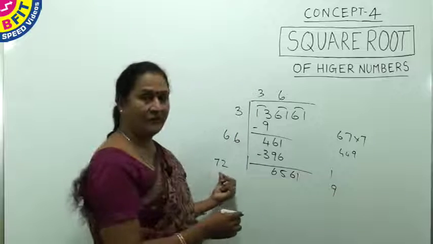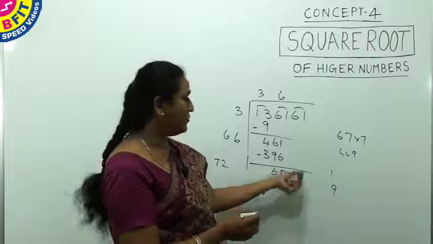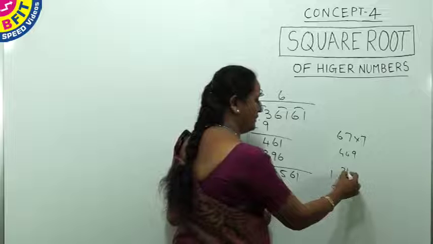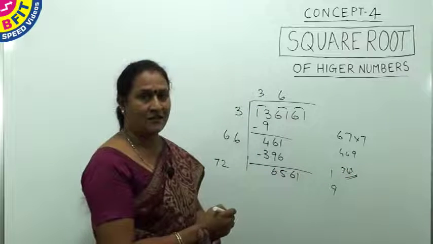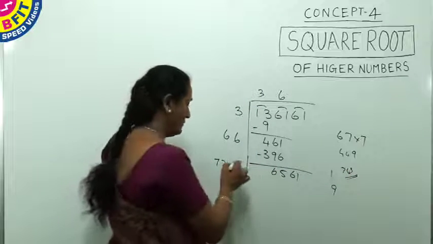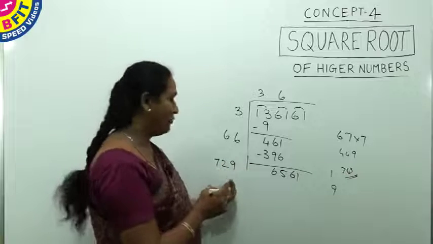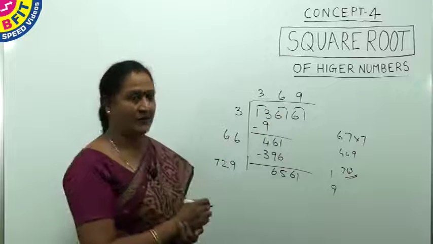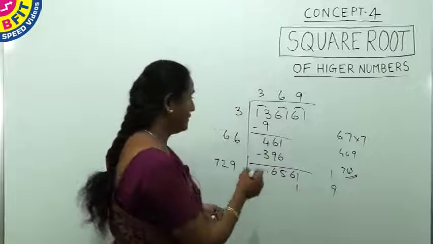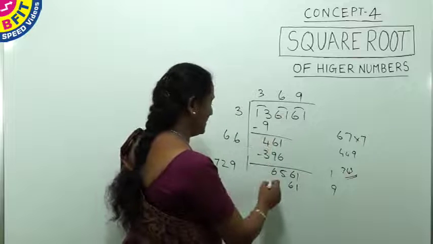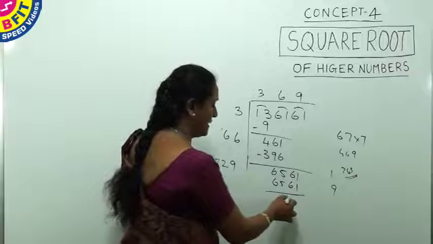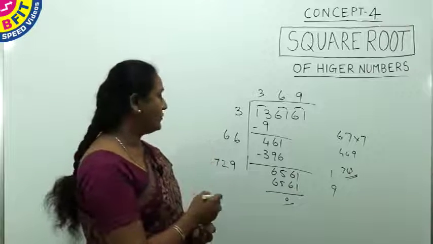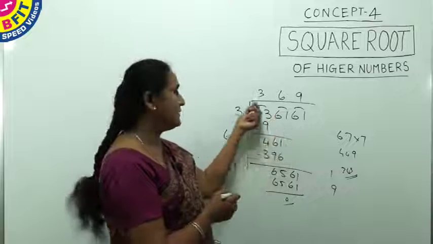So 9 into 7 will give you a number nearing 65. So it should be only 9 in the unit place. Now it is confirmed that 9 should be the unit place and we can go for the answer. And now we'll check if this is correct. Write 9 here. Now the product of 729 and 9 is 1, 8 and here 6, 2, 9 and 63, 65. The remainder is 0. As the given number is a perfect square, we get remainder 0, and the square root of 136161 is 369.